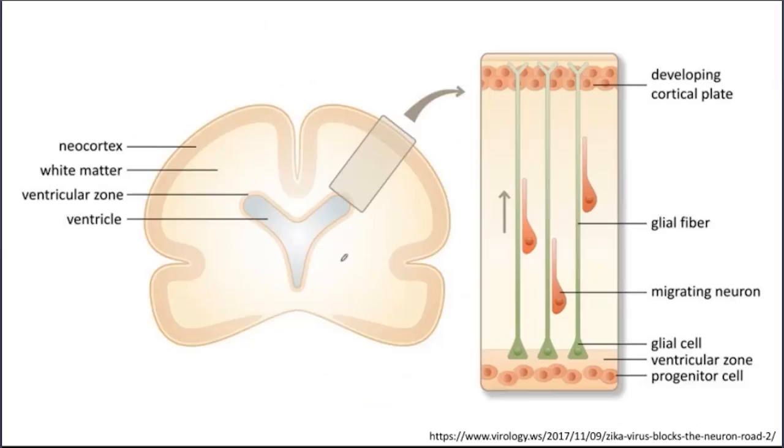And just to make it more simplified, this is the structure that we have in the brain. We have what we call the ventricle, the ventricular or periventricular zone, the white matter, and then the cortex. As you can see here, these glial cells guide neurons to go from the subcortical areas to the cortex and develop what we call the cortex and cortical columns.